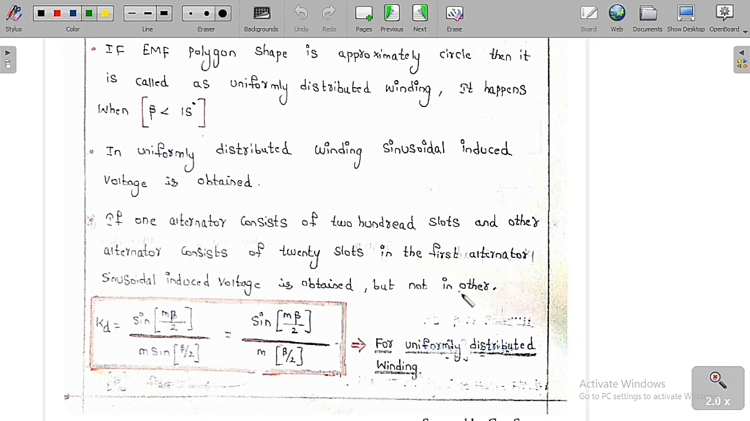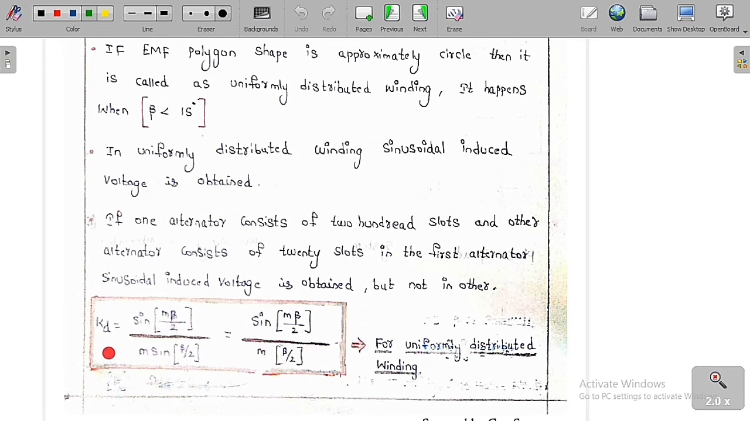Whenever you go for the uniformly distributed winding, the EMF induced in the larger number of slots will be pure sinusoidal, but not in the latter case. That is the meaning of this. So if one alternator consists of 200 slots and the other consists of 20 slots, in the first alternator definitely sinusoidal induced voltage is obtained, but not in the other case.